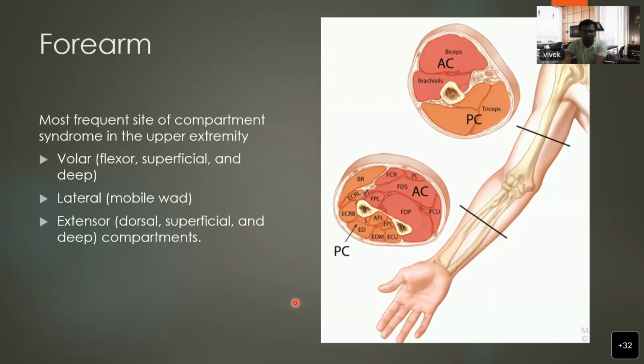Coming to upper limb fasciotomies, the most frequent site of compartment syndrome in the upper extremity is the volar compartment, which involves the flexor superficial and deep areas. The lateral compartment is not commonly involved and extends the compartment.